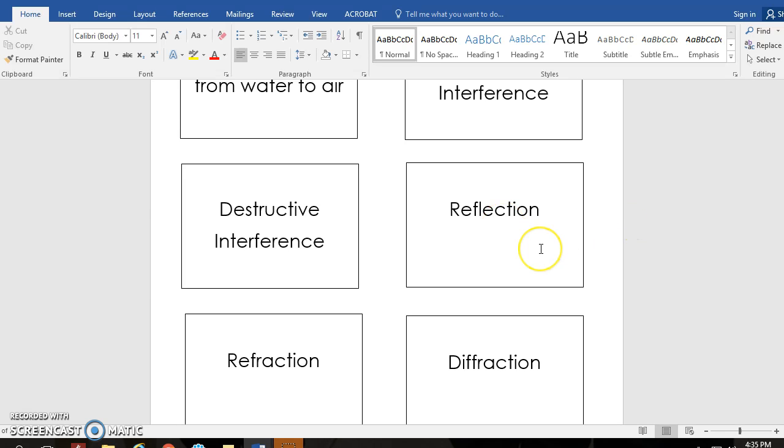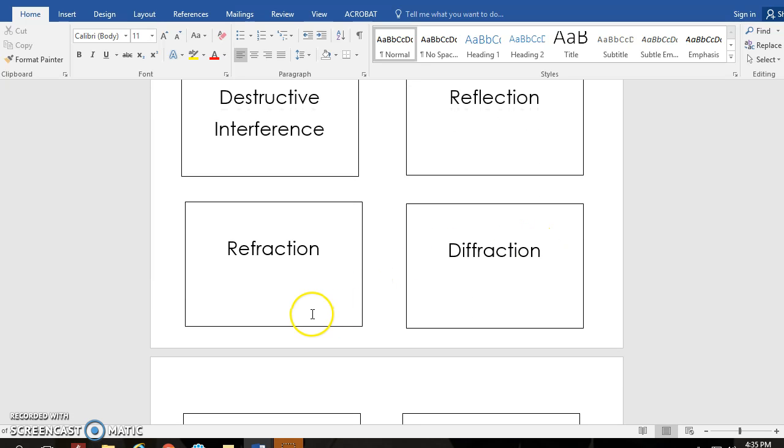Reflection, we know it bounces back, so it hits a smooth surface, it bounces back. So we would have drawn a wave coming in and maybe hitting a wall and then bouncing back in the other direction. Refraction, it bends as it enters a new medium. So you would have needed to draw some change in medium. So as it goes into the second medium, it bends due to it either speeding up or slowing down.